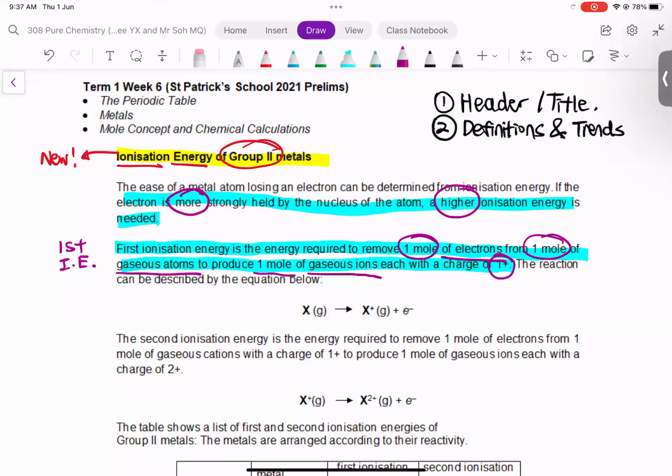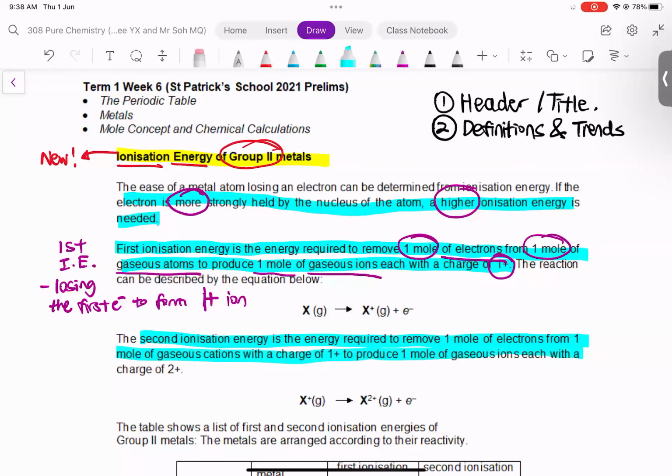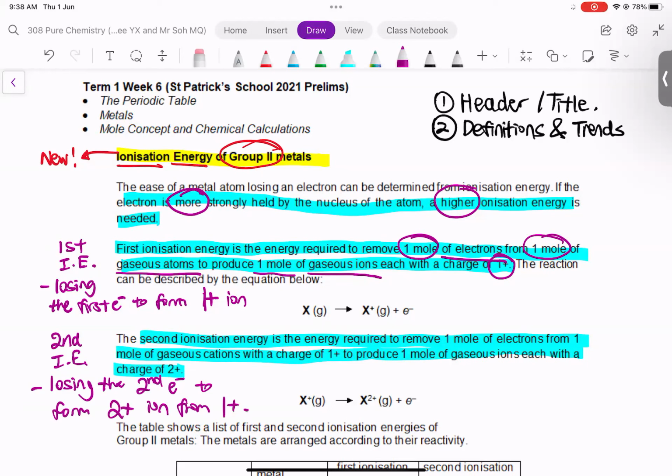So what is the 2+? The 2+ obviously requires the second IE as well, which the definition is shown below. So the second IE is losing the second electron to form 2+ ion from 1+. Okay, so you can see Mr. So doesn't just highlight. Mr. So will annotate with words. And that's what you need to do, because that's how you make sense of something.